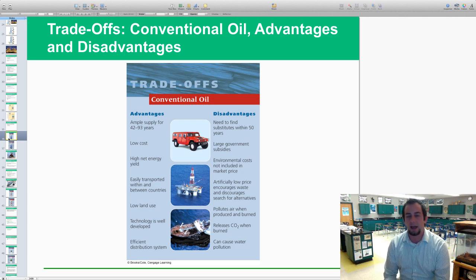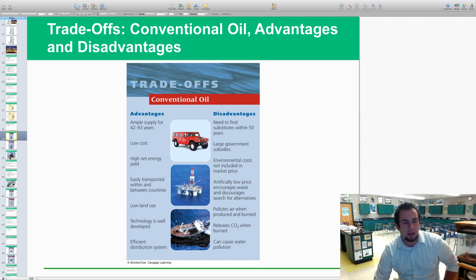But eventually, what is going to make us switch or use less or be less wasteful? I mean, what is it going to take? It's probably going to come from our pocketbooks. Let's be honest. It pollutes the air when produced and burned. It also releases CO2 when burned. That's a bad thing, which we just talked about, the greenhouse effect and global warming last chapter. It can also cause water pollution as well.